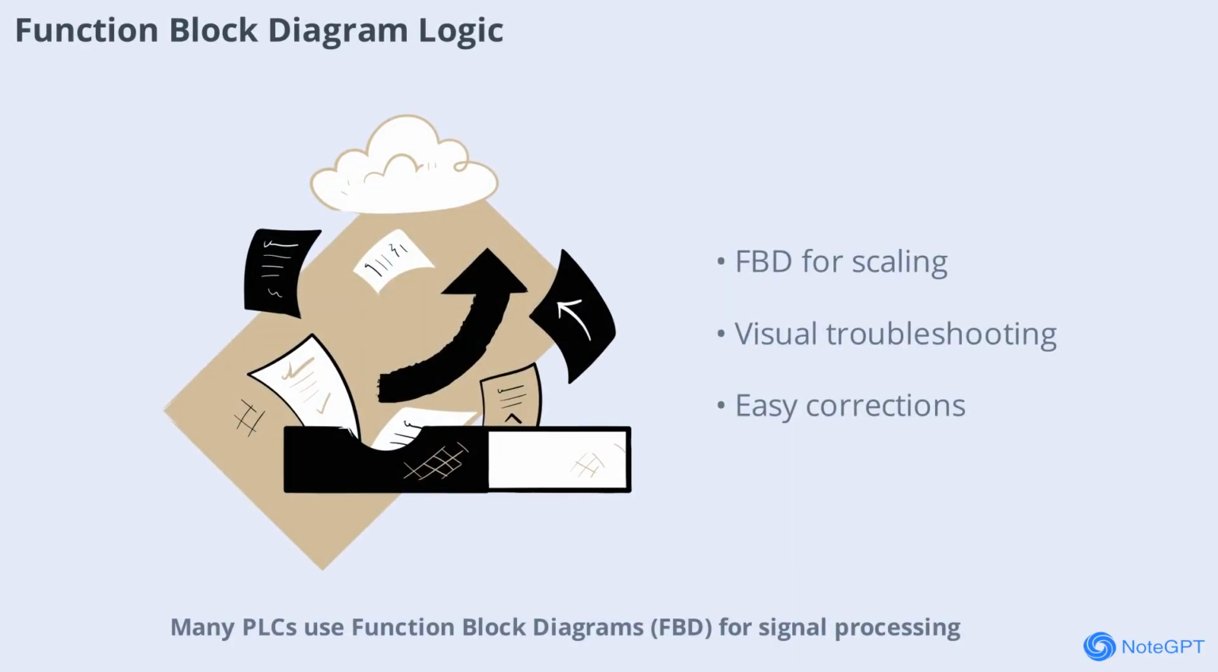Many PLCs use function block diagrams (FBD) for signal processing. The scaling logic is implemented as a block, making it easy to visualize and troubleshoot. This graphical approach helps engineers quickly identify and correct errors.